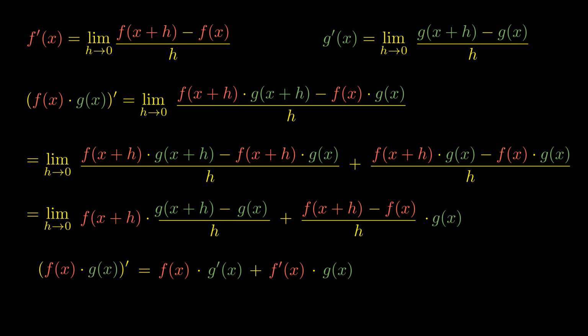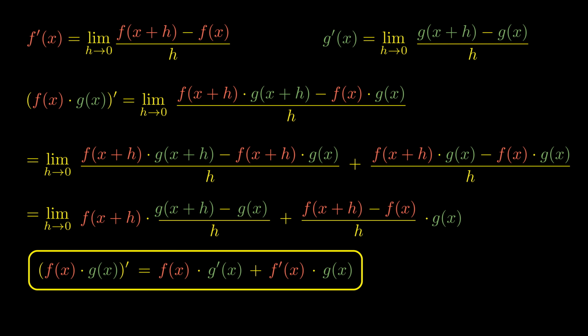And behold what we've stumbled upon here at the end. Old reliable itself, the product rule. First times the derivative of the second plus the derivative of the first times the second.